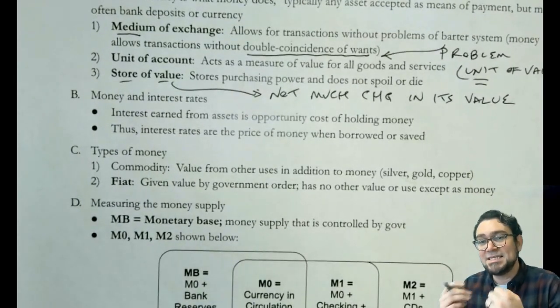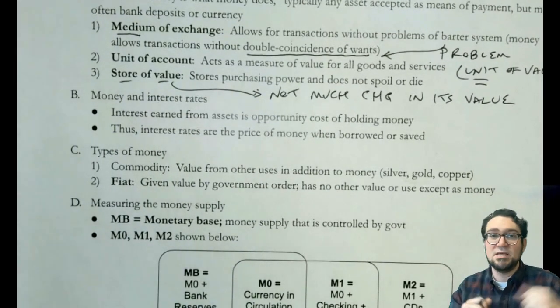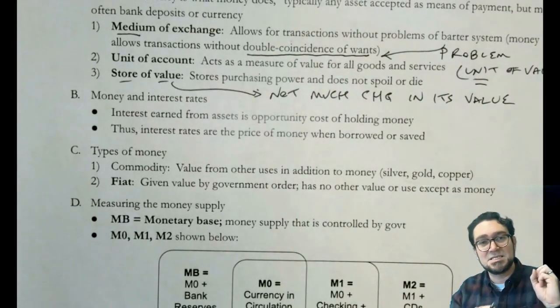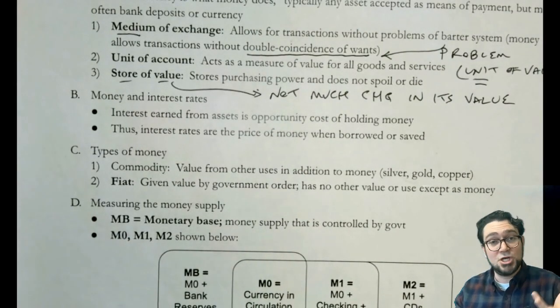Commodity money is money that has an intrinsic other use that gives it value. That can often mean that the value of commodity money goes up and down as the supply and demand for it for other uses changes.